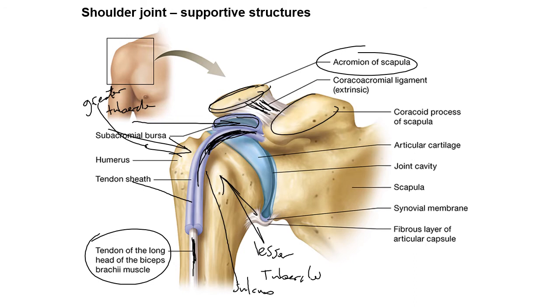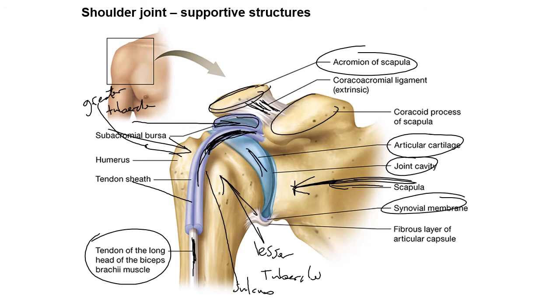So anyway, then you have articular cartilage on the head of the humerus there, and you have the joint cavity there, and this is the scapula here. Let's see, synovial membrane, you see that in the fibrous layer of the articular capsule. That would go all the way around this whole thing. I think that's it for the shoulder joint.